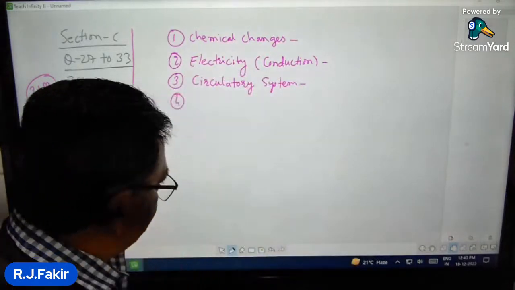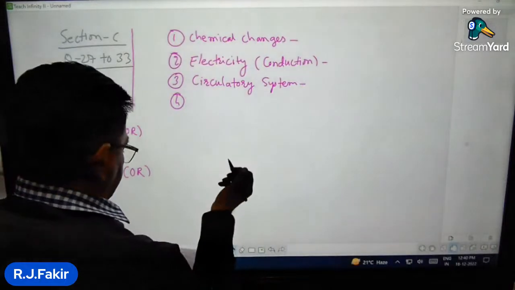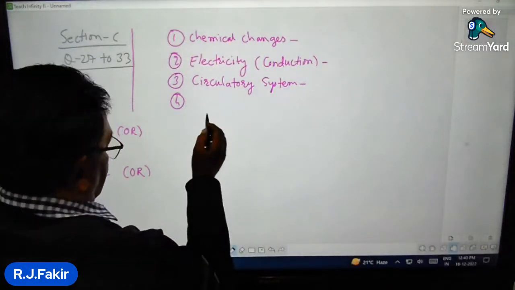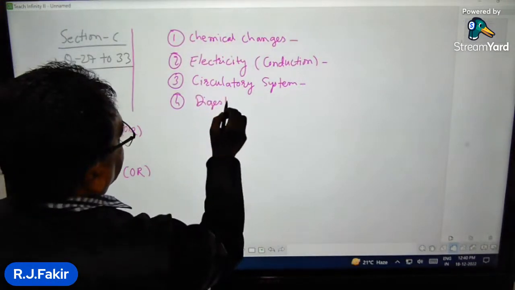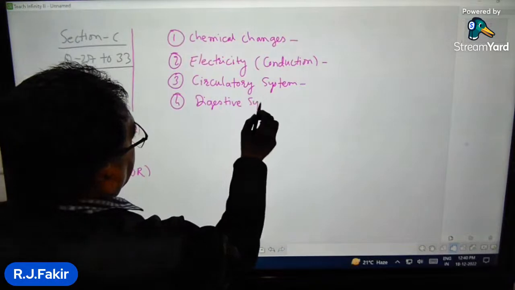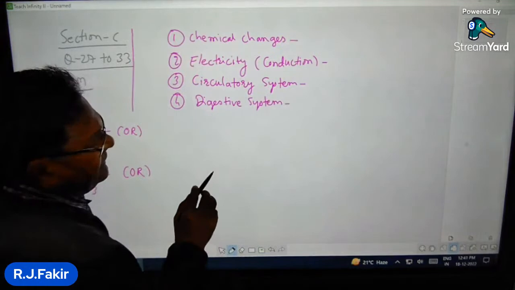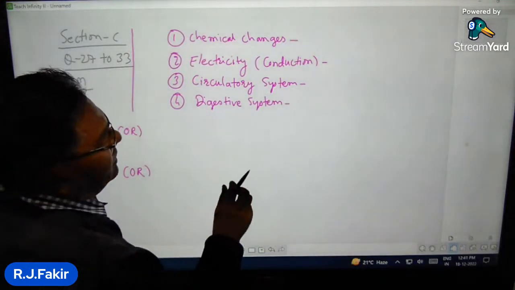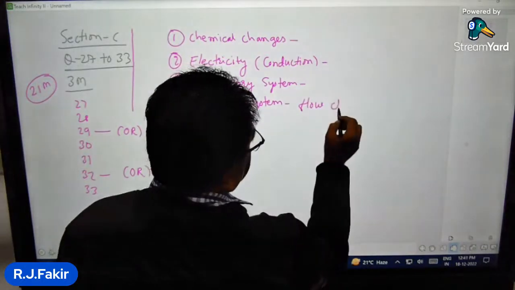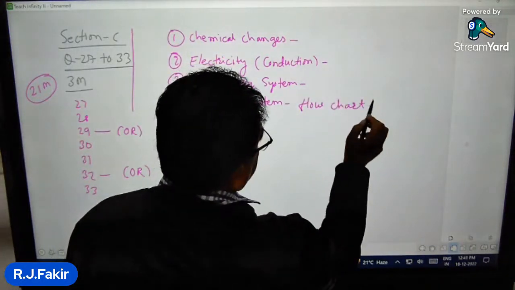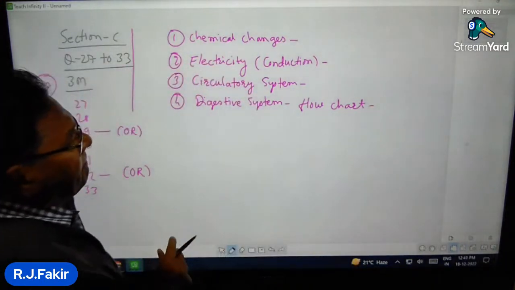Then they can give you some flow chart which will be dealing with the digestive system or any other system. This question is very simple to attempt if we have a thorough knowledge. It is a flow chart type of question where some blanks will be left and you have to fill them.